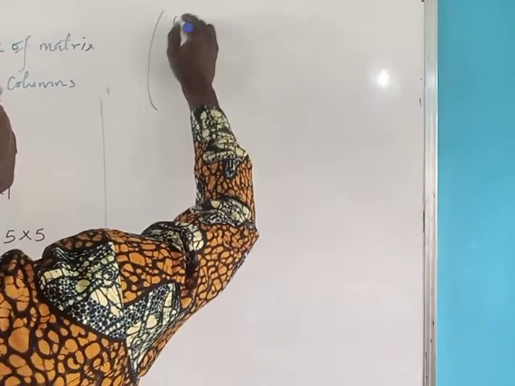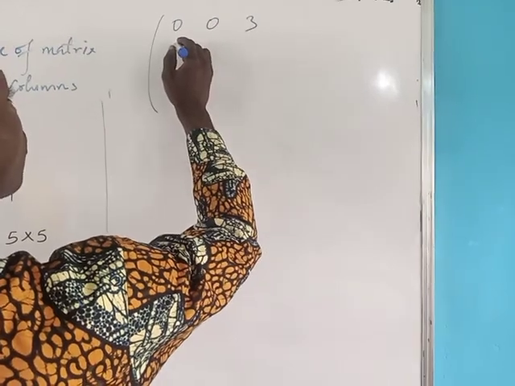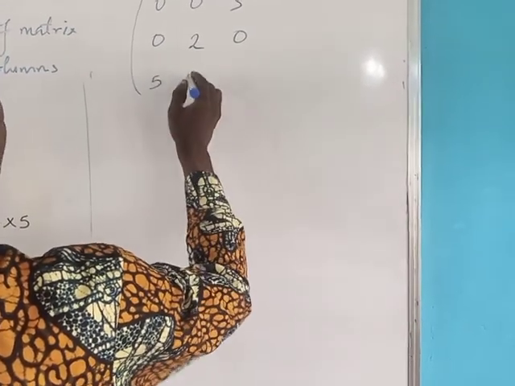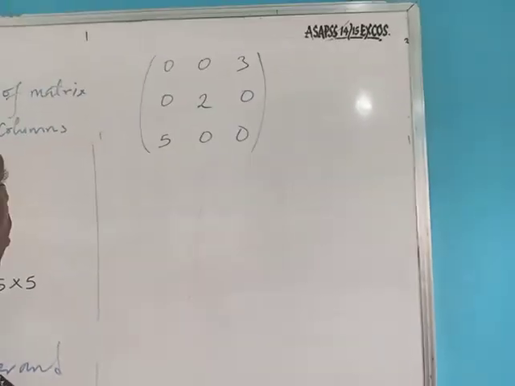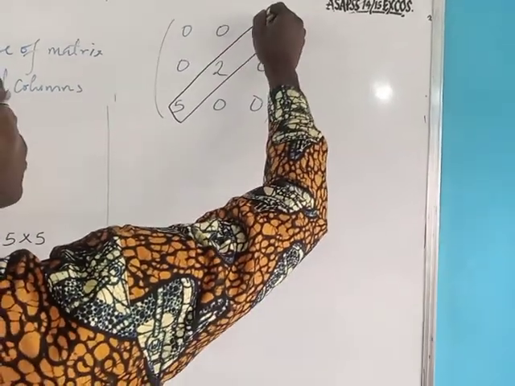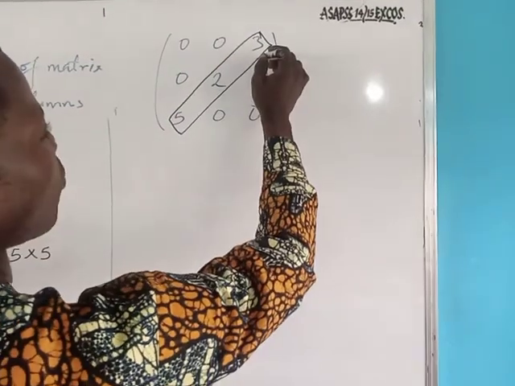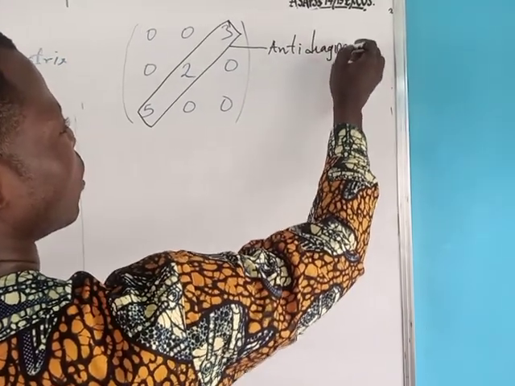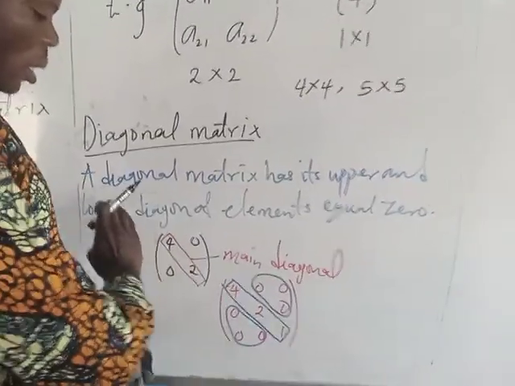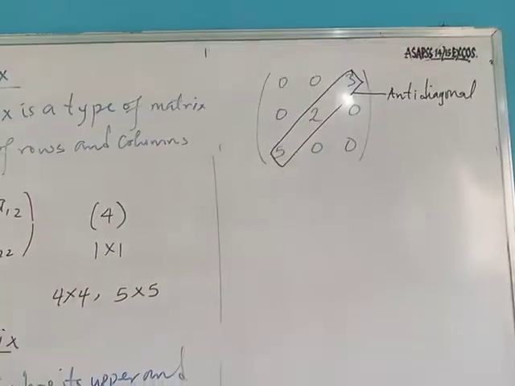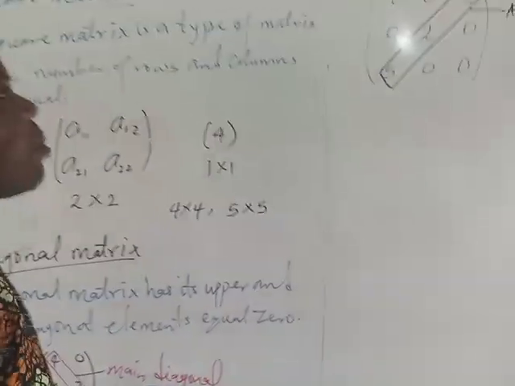So when you have this, we have 0, 0, 3, then we have 2, 0, 0, 5, 0, 0. So like this. This type of matrix is anti-diagonal, and this one is the main diagonal. See, when it is like this, it is a main diagonal, and when it is like this, it's an anti-diagonal.